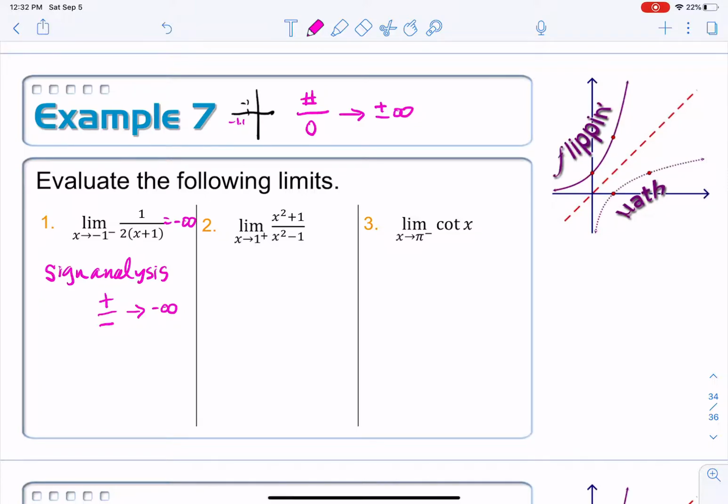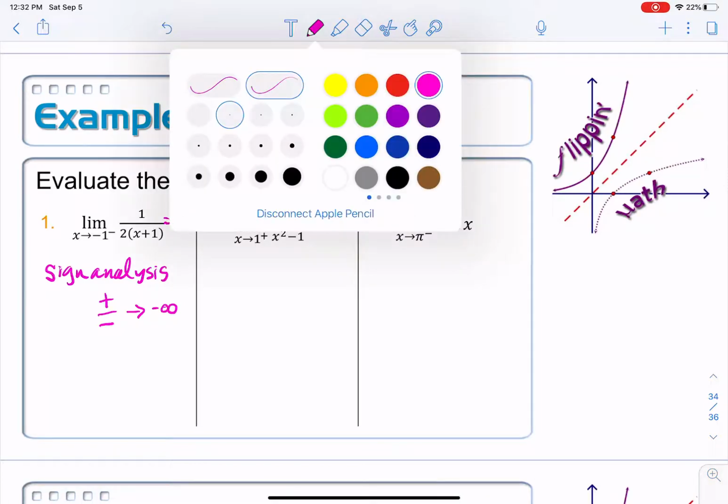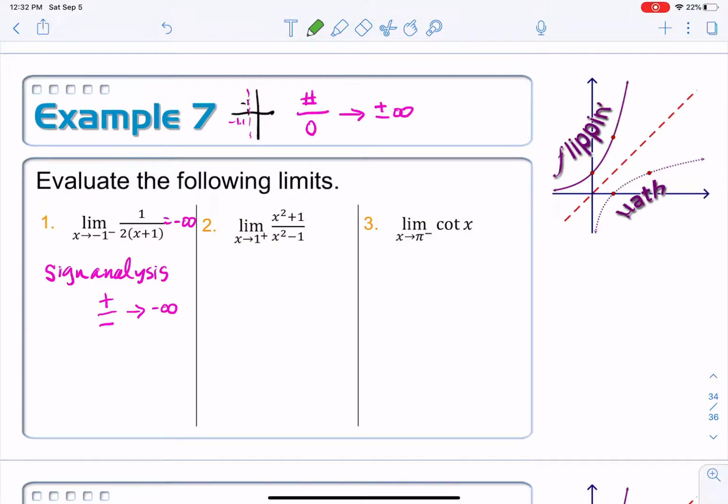And remember, that doesn't mean that the limit exists. It means that it does not exist due to unbounded behavior, but specifically that part of the graph is going down. If we have, let's say, a vertical asymptote here, and we were to draw in its graph, this portion of the graph is shooting downwards. Okay, let's look at number 2.